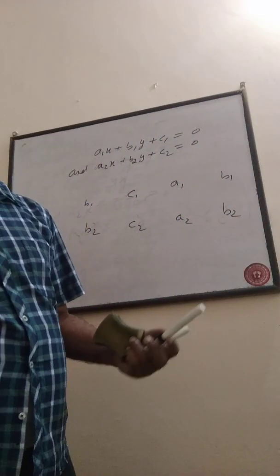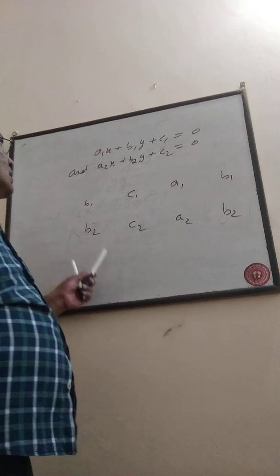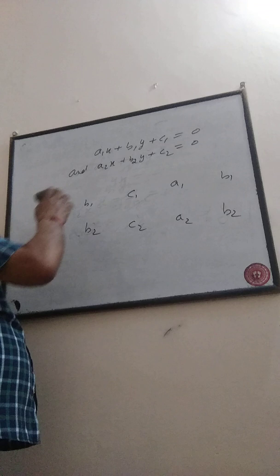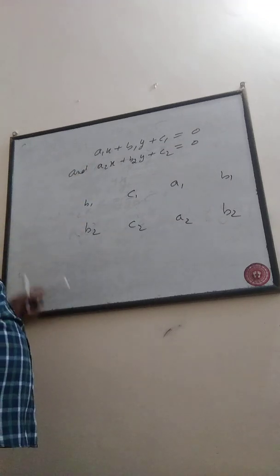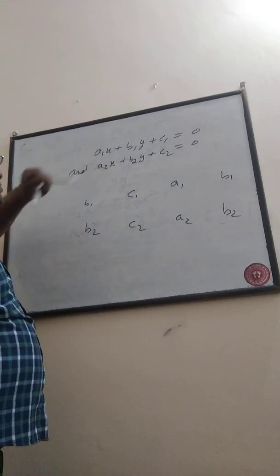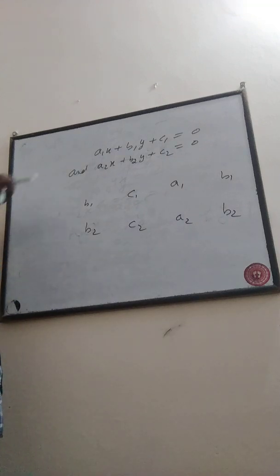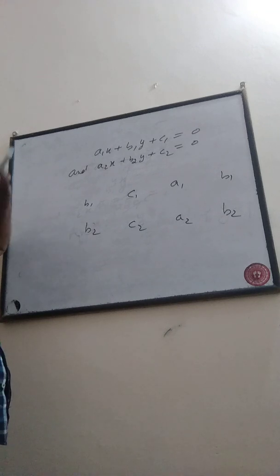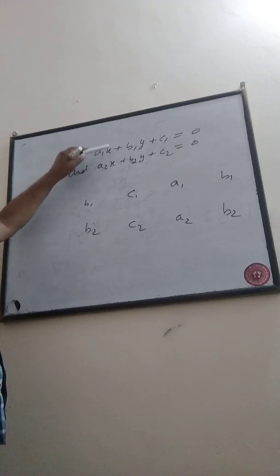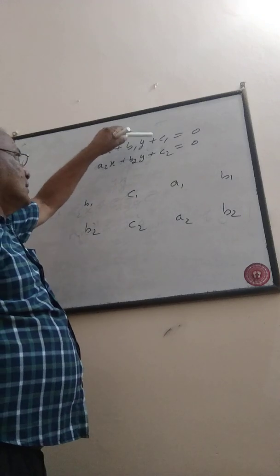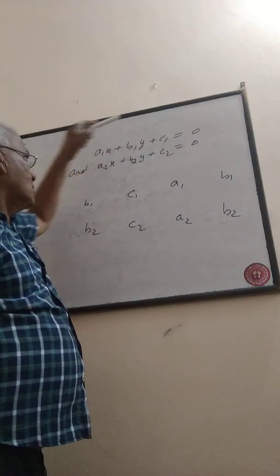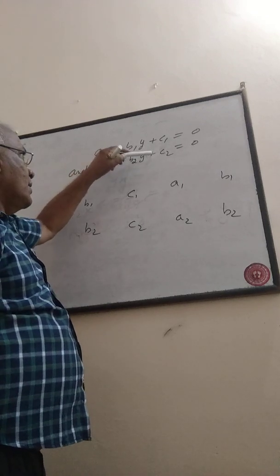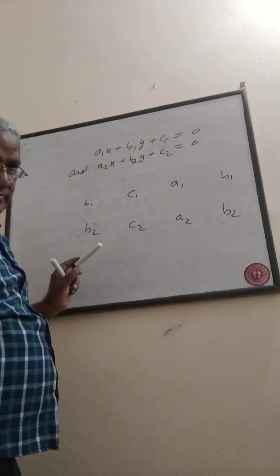So today we are learning the method of cross multiplication used for solving two linear equations. Let a1x plus b1y plus c1 equal to 0 and a2x plus b2y plus c2 equal to 0.